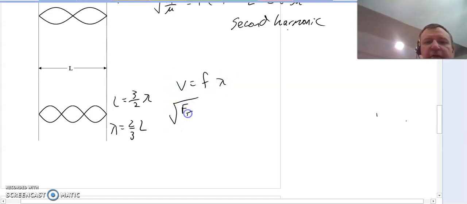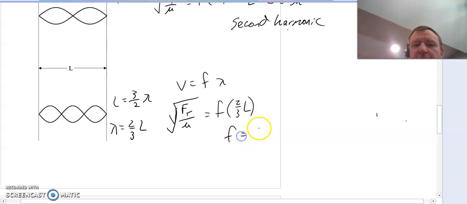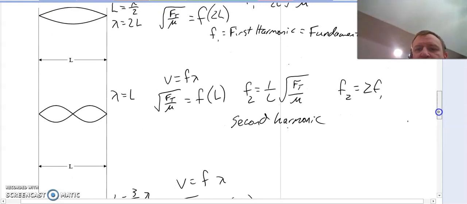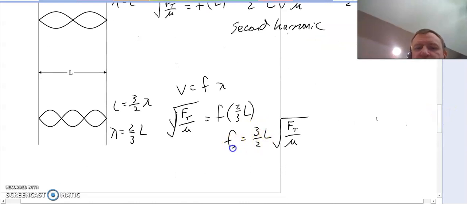Going to v equals f lambda. Again, square root of tension over mu, that's all under the square root, equals frequency times wavelength. Well, wavelength in this case is 2/3 L. Solving this for frequency, we get 3 over 2L square root of tension over mu. Compare that to the first harmonic. 1 over 2L is the first harmonic. 3 over 2L is this one, so this must be the third harmonic. So we have f3 is 3 times f1.